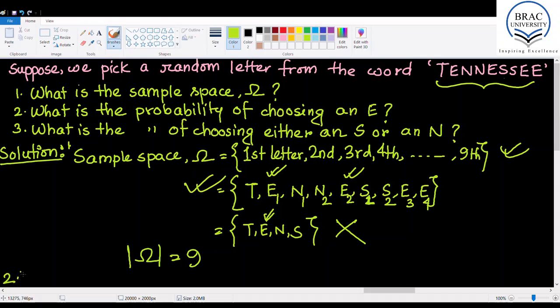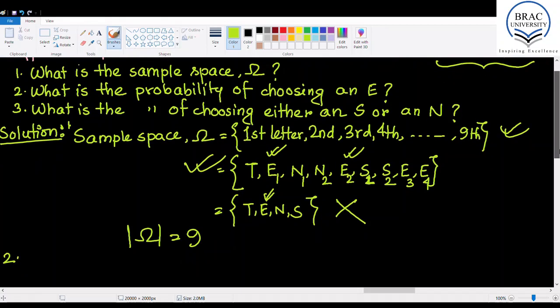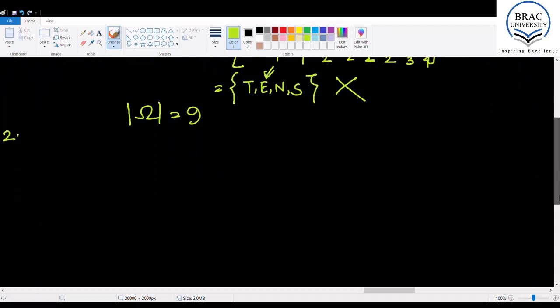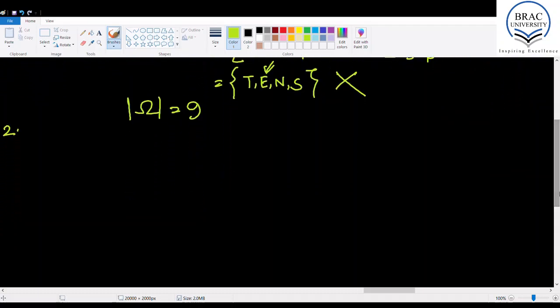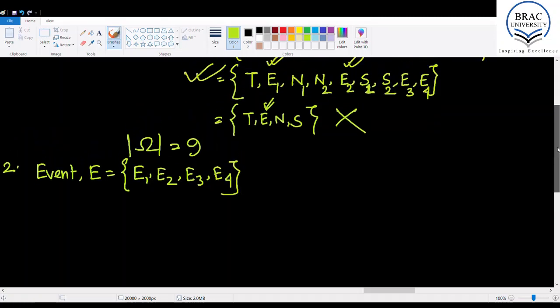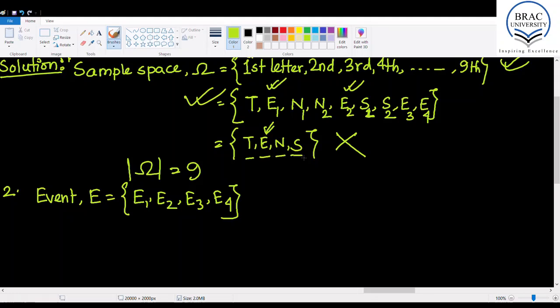The second part, the question is, what is the probability of choosing an E? Now the event that I'm interested in is asking for choosing an E. So let's name this event E, and it will have 4 elements in it: E1, E2, E3, and E4. See, if we wrote TENS, the event will have only 1 element in it, and then the final probability would be 1/4, which is erroneous.